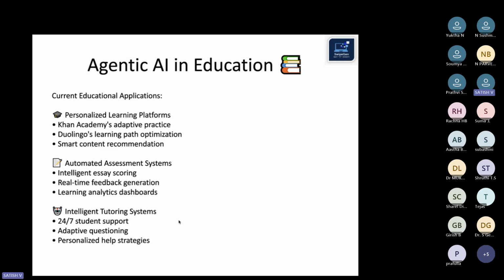Next, intelligent tutoring systems, with 24/7 student support. We would have seen adaptive questioning and personalized help strategies. In recent days, for students, there are a lot of AI platforms, especially for learning coding. That has been booming.